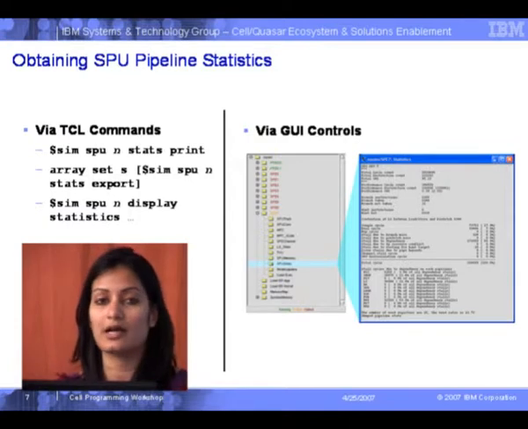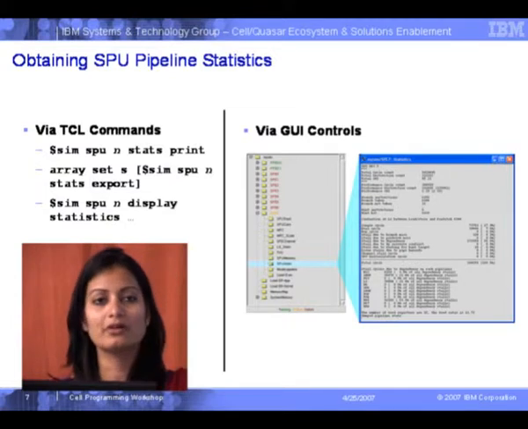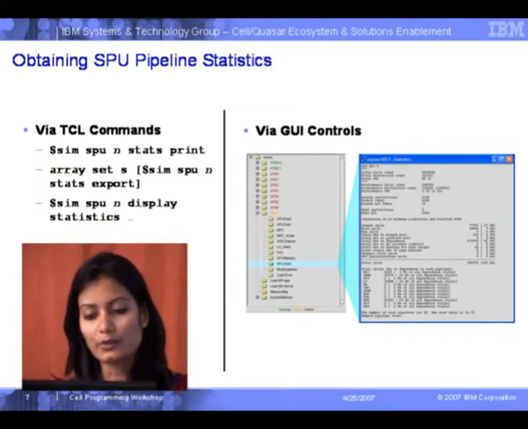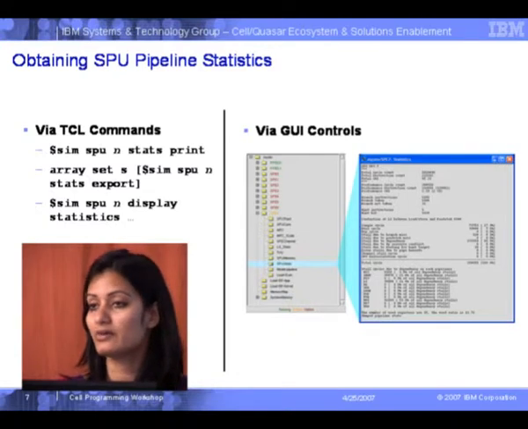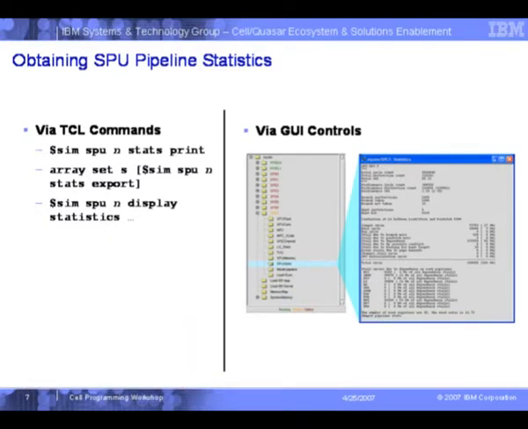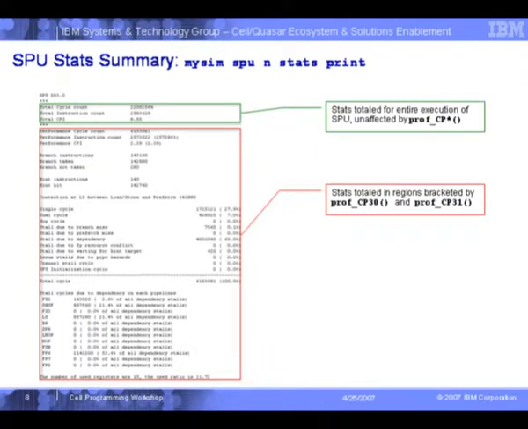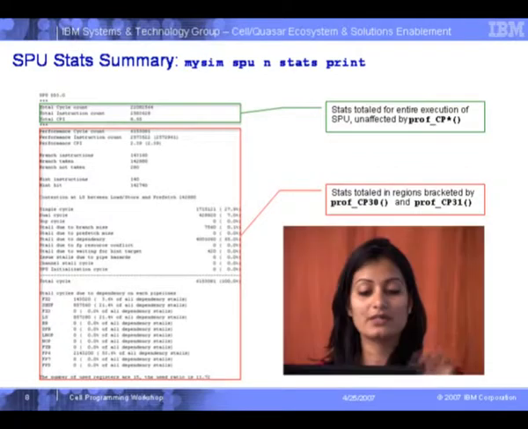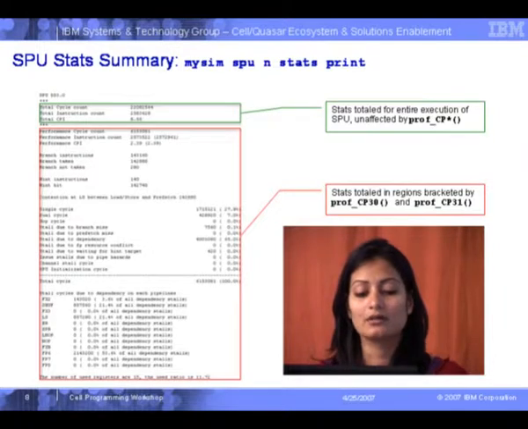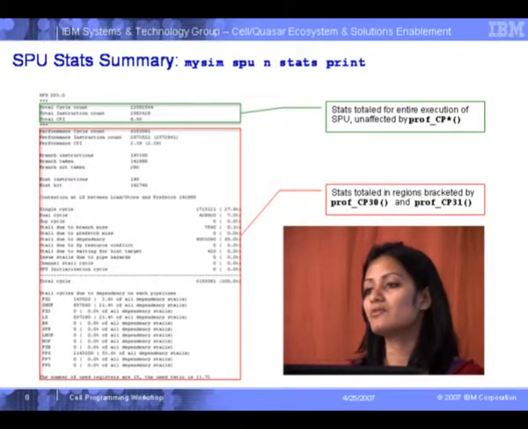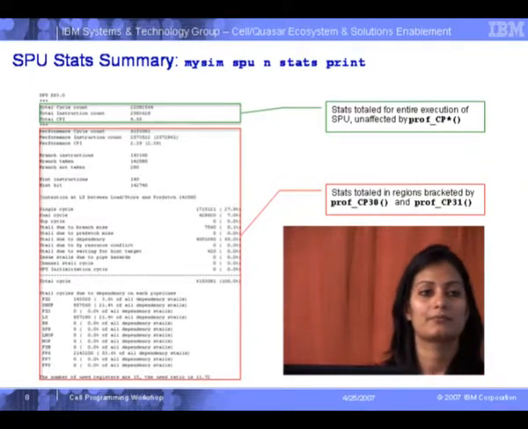If you want to use the GUI controls, you run your application. Yesterday you ran hello_be, right? You run your hello_be, and then you go over to your SPU, and you do this command SPU stats, and it will print this whole window, provided the simulator is set in the pipeline mode. Now the simulator output will be looking like this. The first section gives you the complete summary. It tells you the total number of cycle count, the instruction count, and CPI, the number of cycles per instruction in the code.